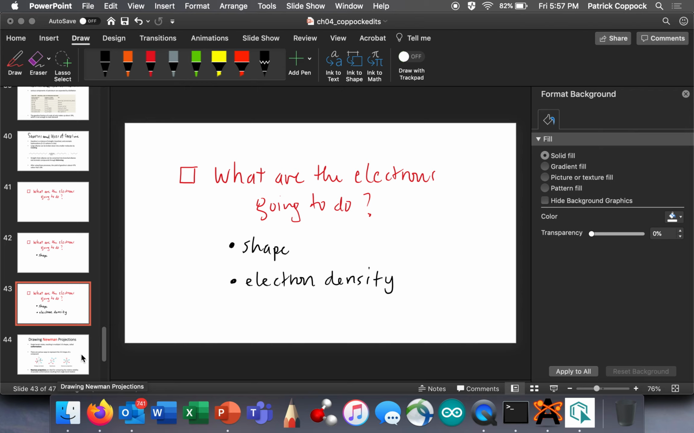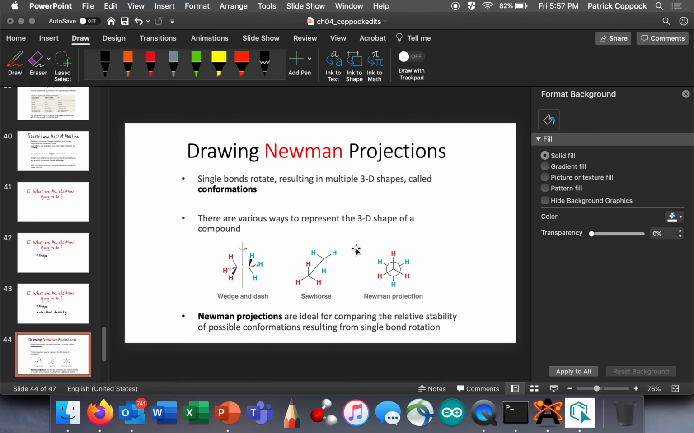So let's look at the first set of notation. Well, actually, we looked at hashes and wedges last week, didn't we? This week, we're going to do Newman projections, okay? So here's how a Newman projection works. A Newman projection takes into consideration that single bonds rotate, right? Single bonds rotate, and they rotate constantly. So at any temperature above absolute zero, these single bonds are constantly rotating.